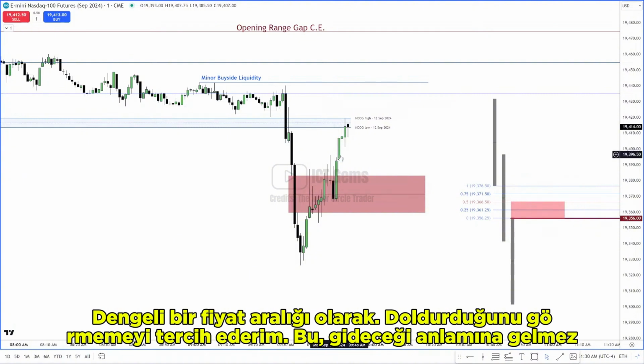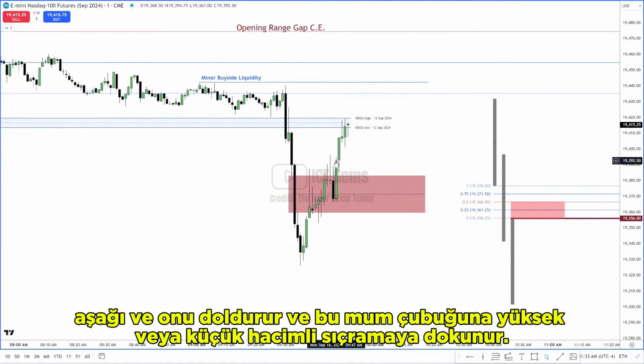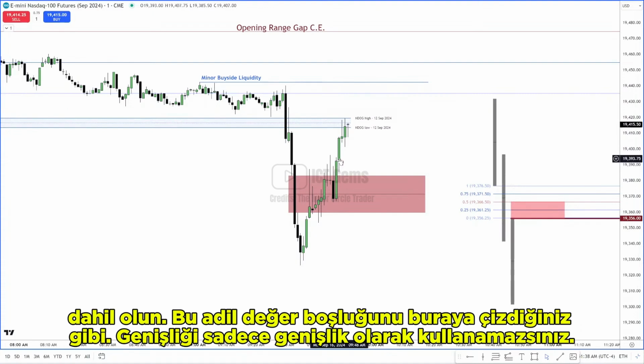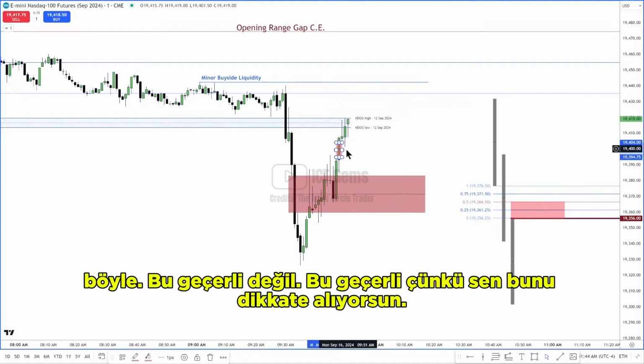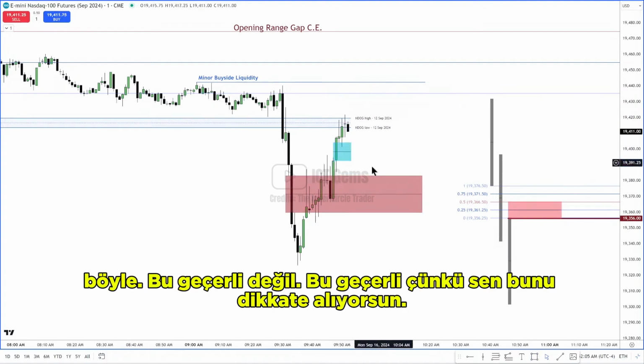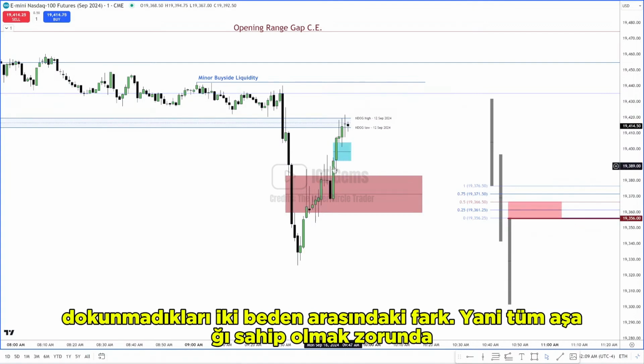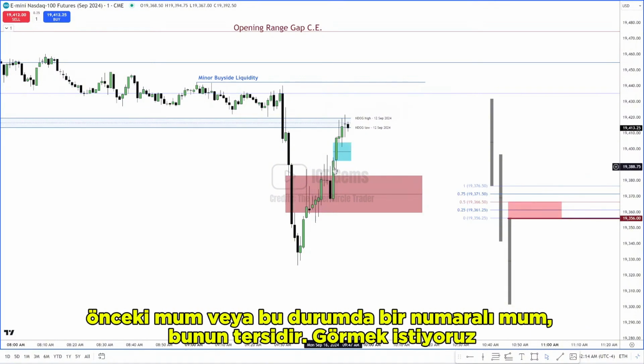It doesn't mean that if it goes down and fills it and touches this candlestick high, or the small little volume bounce, that has to be included. Like if you're drawing this fair value gap here, you can't just use the wick to wick like that. It's not valid. That's valid because you're taking into consideration the difference between the two bodies that are not touching. So you have to have all the way down to the previous candle, or number 1 candle in this case, which is the opposite of this.